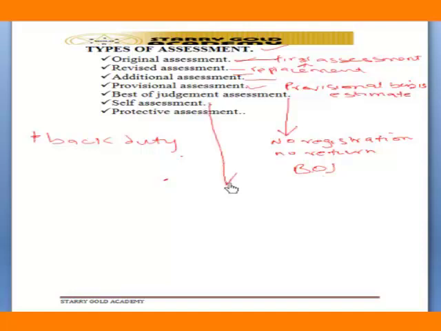Self-assessment. Let's look at self-assessment. This was introduced in 1993, and it requires a taxpayer displaying some level of trust, because he's expected to complete a standard assessment form, where he fills in all required information, standard assessment form.